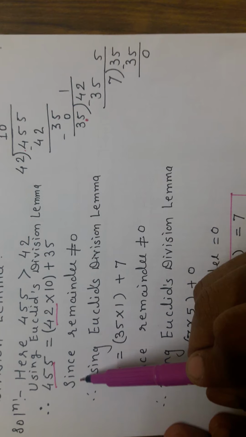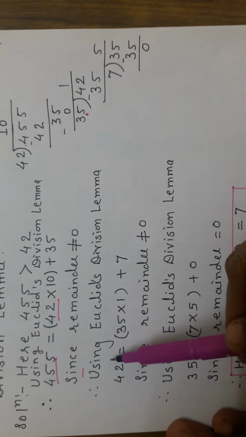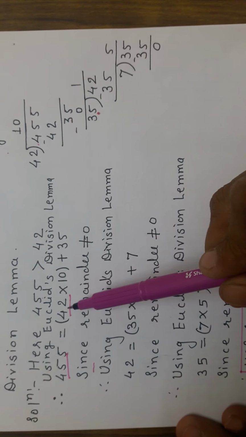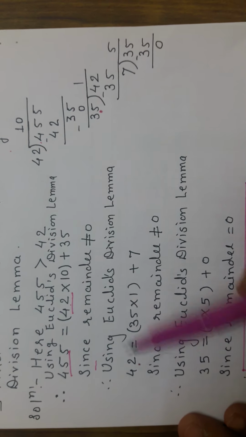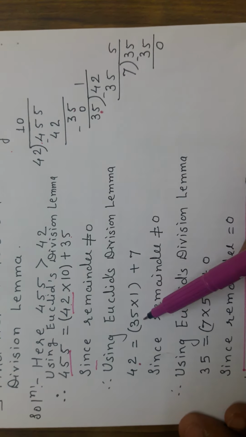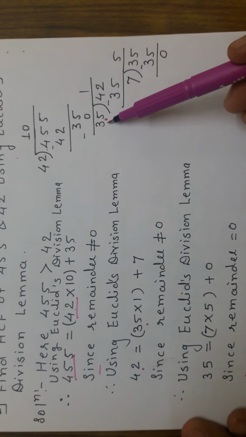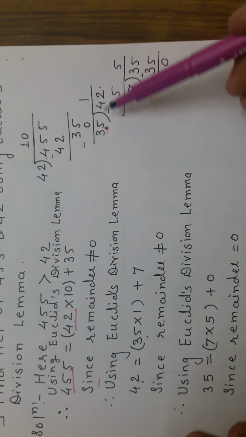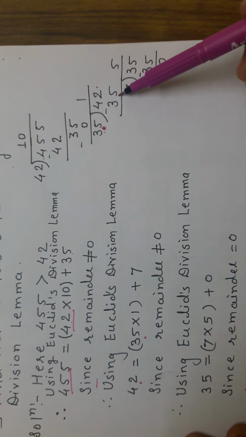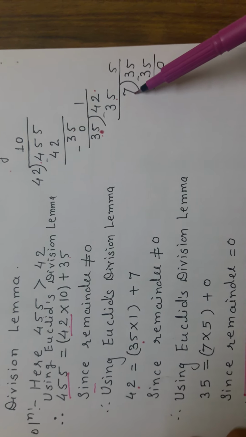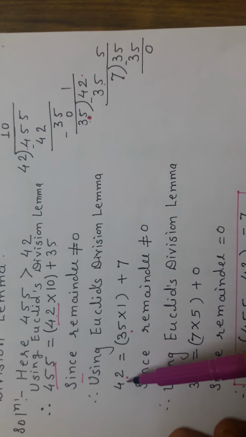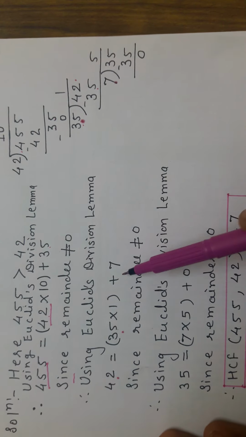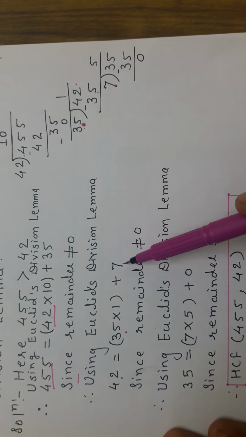Next step, since remainder is not equal to 0, again using Euclid's division lemma, our divisor becomes the dividend and the remainder becomes the divisor. So see here, this is the remainder and 42 we take as the dividend. 35 ones are 35, again we divide. We got here the remainder 7. See here 42 is equal to 35 multiplied by 1, quotient is 1 plus remainder is 7.